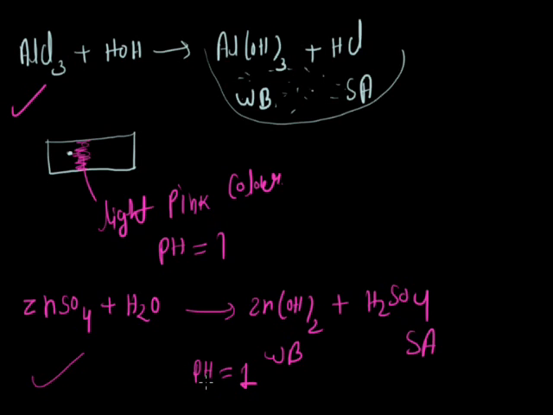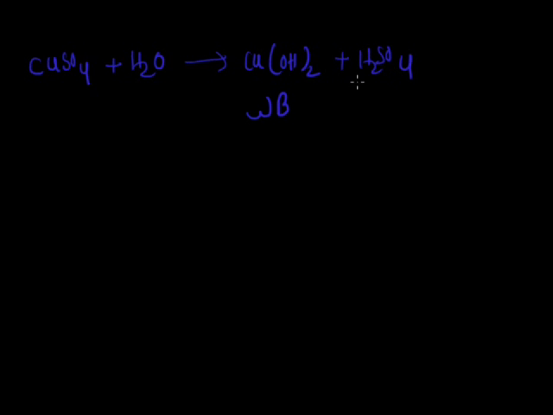Now we are taking the next salt, that is copper sulfate, that's blue in color. Copper sulfate crystals have dark blue color. This is the copper sulfate. If we take the copper sulfate and make an aqueous solution of it, it gives copper hydroxide, that is the weak base, and a strong acid H2SO4. So a similar action occurs and pH is 1, that is light pink color on the pH paper.